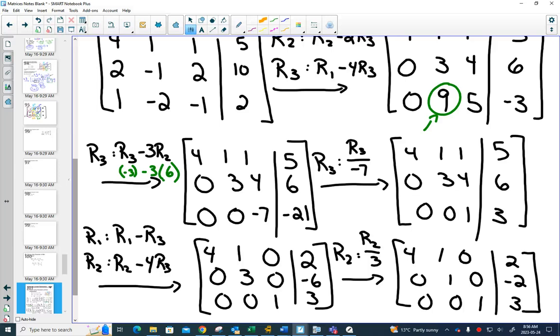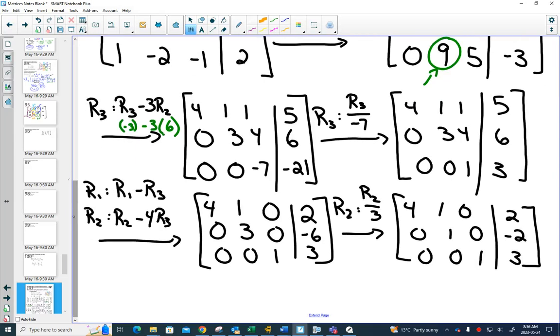Sometimes I laugh at the reduced row echelon form because, yes, you don't have to write the x, the y, and the z, and it keeps it organized, which saves you some writing. But on the other hand, you're rewriting the same rows over and over and over again, so are you really saving that much space? I'm not sure.